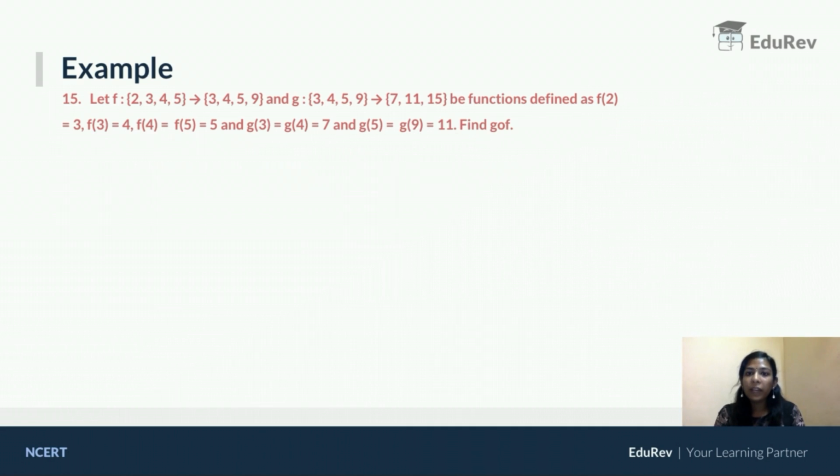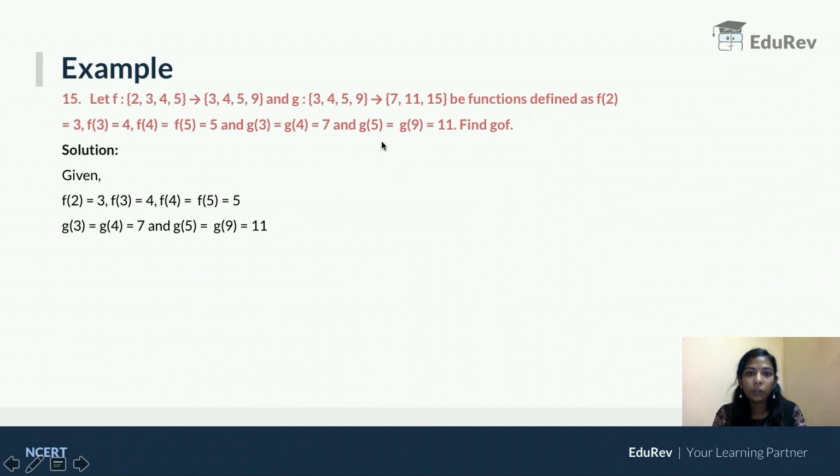When you want to find g circle f, check these sets. They should be actually seen: the codomain of the first set and the domain of the second set. Now, what was given? The f of 2, f of 3, f of 4, f of 5 values I have noted down, and g of 3, g of 4, g of 5 and g of 9 values also I have noted down. G circle f, I will find for all the elements 2, 3, 4, 5. What is g circle f of 2? As per the definition, it is equal to g of f of 2.